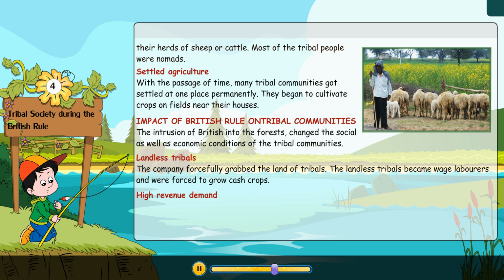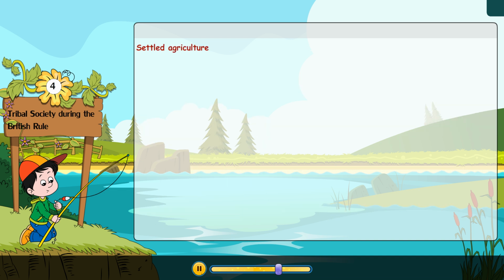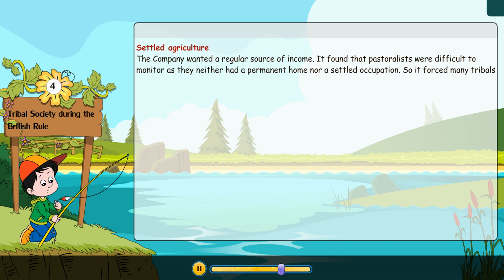High revenue demand. Some groups of tribals were not deprived of their land. They were allowed to retain their land on the condition that they would pay revenue to the British. However, the revenue fixed was often very high. Settled agriculture. The company wanted a regular source of income. It found that pastoralists were difficult to monitor, as they neither had a permanent home nor a settled occupation. So it forced many tribals to become settled agriculturists and pay a fixed revenue to the company.